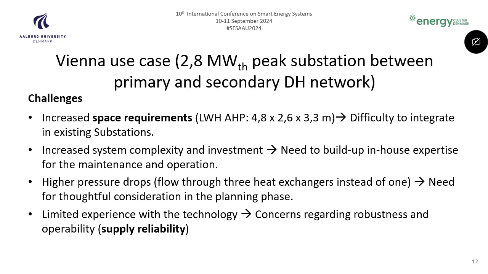Also, the primary side will experience a higher pressure drop as the mass flow rate passes through 3 heat exchangers instead of 1. This must be carefully considered during the planning phase. And also, due to limited experience with this technology, there are concerns regarding the supply reliability.